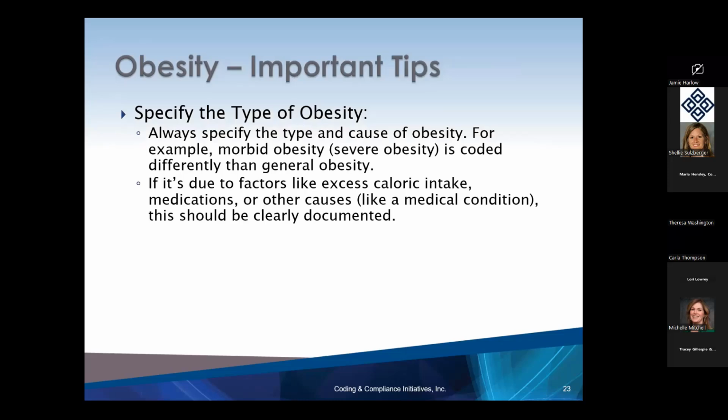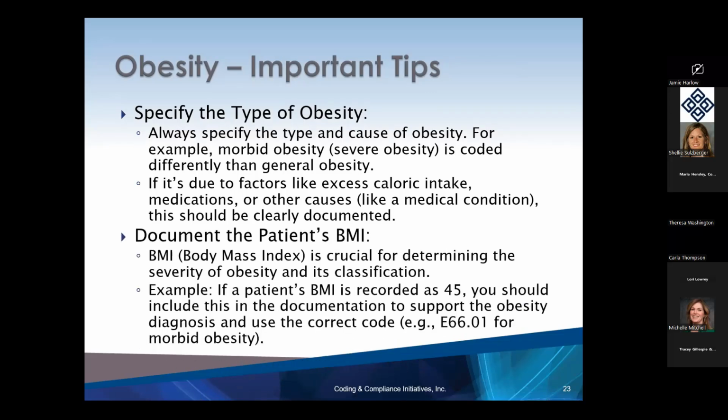I can't stress enough how important it is to specify the type and cause of obesity. As I said, when I do chart reviews, probably 8 times out of 10, it is obesity unspecified. Or sometimes there's no E code. There's no obesity link, just a BMI. So again, making sure that it's clearly documented. Obviously, the BMI is crucial for determining the type and the severity of the obesity. So in this classification of 1, 2, and 3.